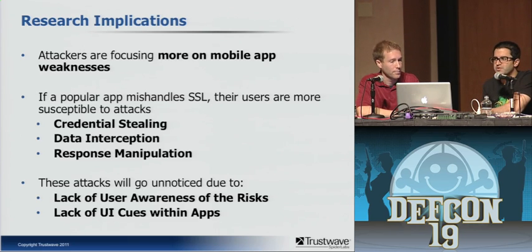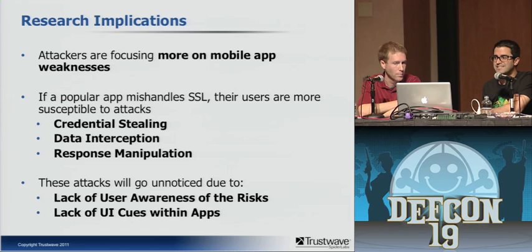So whenever you're doing security research, there's always the implications of your research, and obviously something that we talk about today could be used by someone to do bad things tomorrow. Basically, due to attackers really focusing on the mobile app world and the mobile device world, obviously the results of our research can be used, like I said, to do bad things. Specifically, if there's problems with SSL, they can be used for credential stealing, data interception, even response manipulation back to the client application. But the other thing to think about is these types of attacks will go unnoticed, specifically if there's a lack of user awareness.